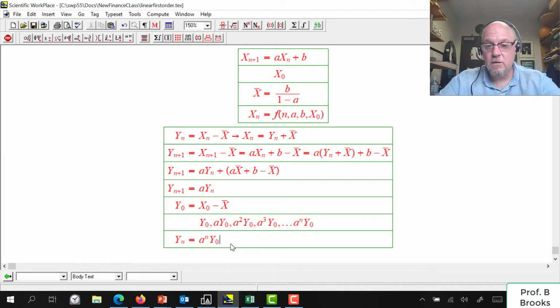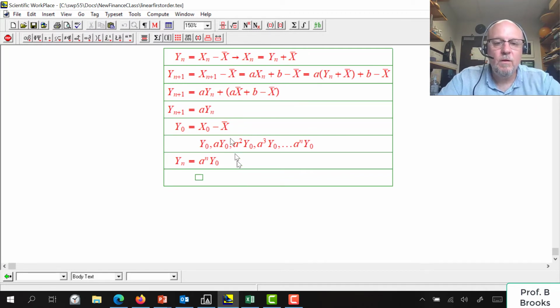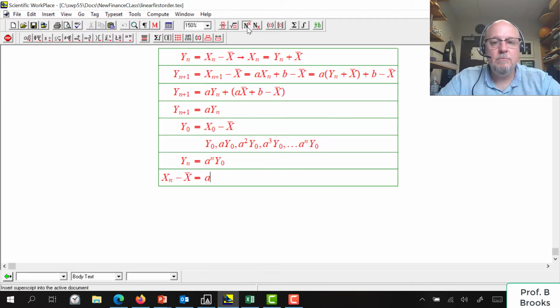Of course, my original formula were given in x's. So let's just take this y formula and change it back. So in for y of n, I want to change it back to x's. So in place of y of n, I'm going to put this x of n minus x bar. I have a to the n. In place of y naught, I have this x naught minus x bar. Now my formula has only x's in it.